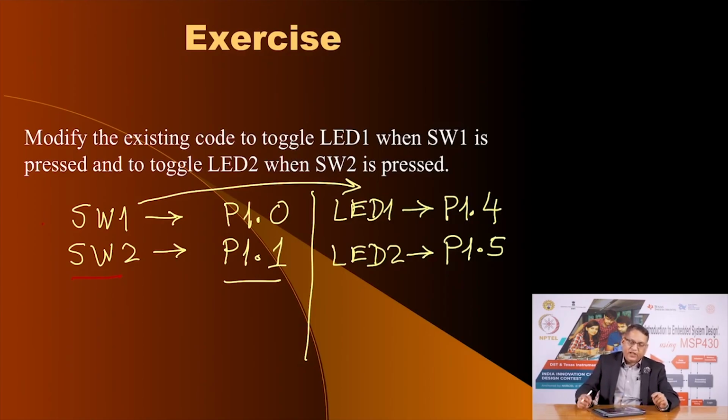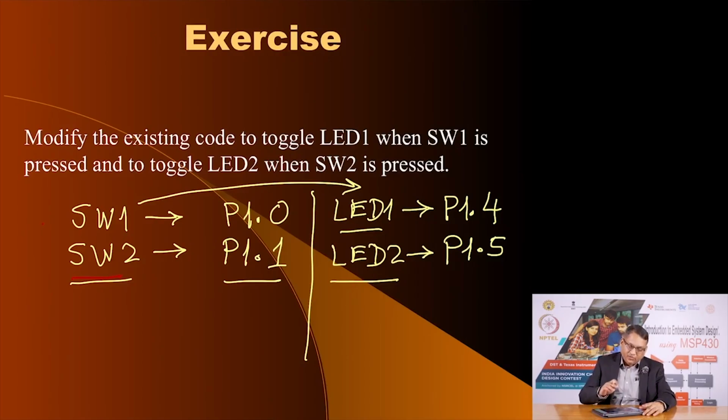And what do we want you to do? When switch 1 is pressed and released, it should toggle LED 1. When switch 2 is pressed, it should toggle LED 2. You can decide whether you want the toggling to happen when the switch is pressed or when it is released. But if switch 1 is pressed, it should not toggle LED 2, it should only toggle LED 1. If switch 2 is pressed, it should not toggle any other LED but LED 2.